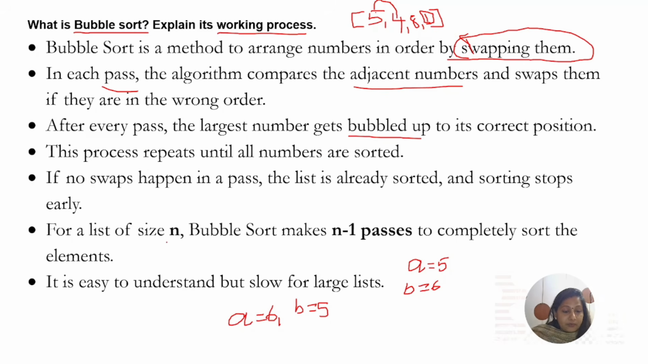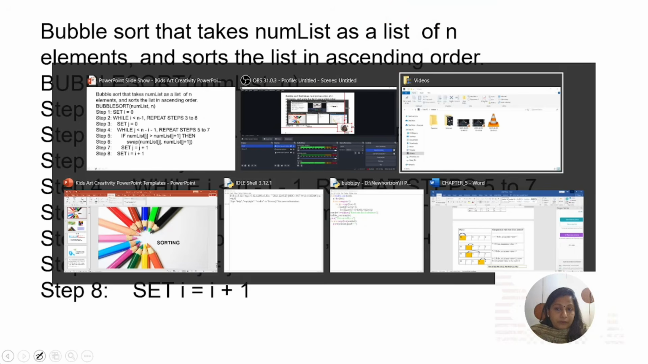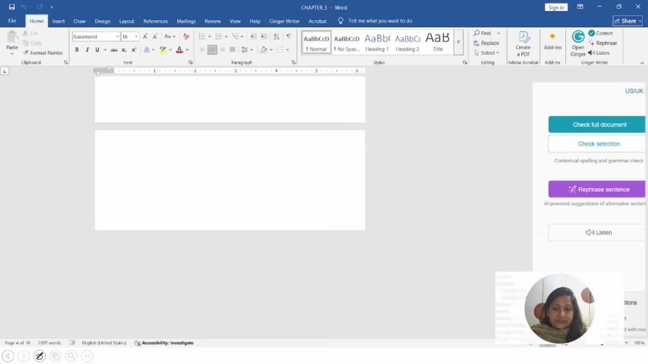For a list of size n, bubble sort makes n minus 1 passes. This is very important. It may come in 1 marker also. Make it n minus 1 passes, which means n minus 1 iterations it has to do for the sorting. So 4 iterations it will do. And it is easy to understand but slow for larger lists. So bubble sort is not suitable for a large number of lists. Clear now? What is the meaning of bubble sort and how is its working process? Before going to the algorithm, I want you to learn the tracing first.